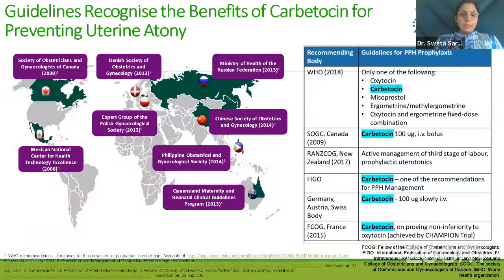Now, there are a few recommendations. As we can see, WHO has recommended carbetocin for PPH prophylaxis. Canada has recommended carbetocin. RANZCOG, New Zealand, have recommended active management of third stage of labor using prophylactic uterotonics, carbetocin being one of them. FIGO has recommended carbetocin for PPH management. Germany, Austria, Swiss bodies have recommended carbetocin. And CNGOF France has also recommended carbetocin, as was proven by the Champion trial. Next slide.